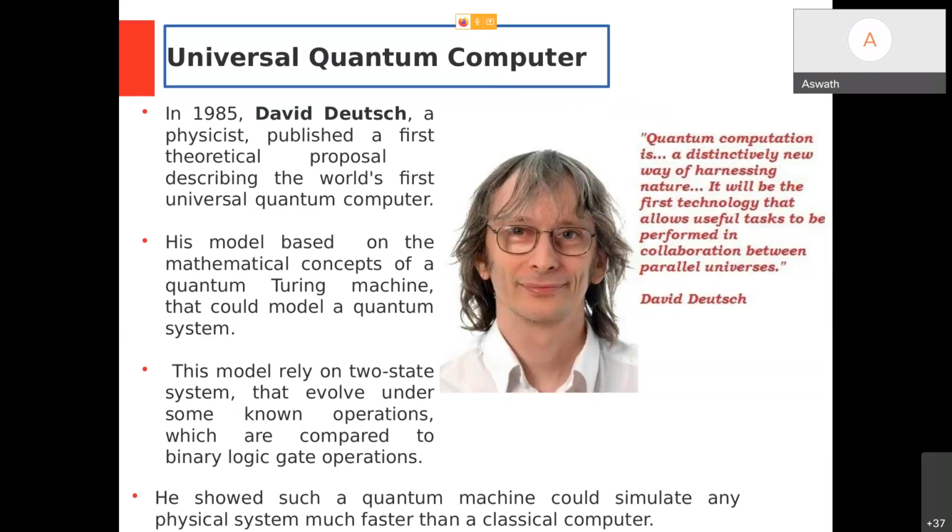His model is purely based on mathematical concepts, equivalent to a Turing machine, so he called it a quantum Turing machine. It could model a quantum system, the real nature around us. Basically, it consists of a two-state system. A system can exist in multiple states. If I take a glass of water and heat it, it exists in a hot state; after some time, it cools down and goes into a cold state. The system David Deutsch proposed consists of two states simultaneously existing.